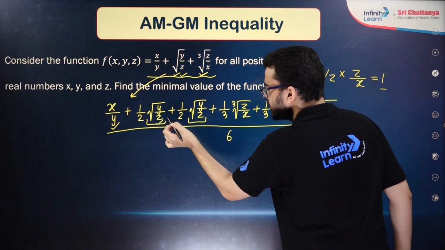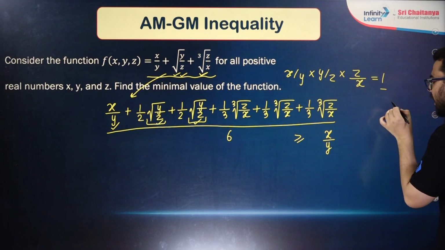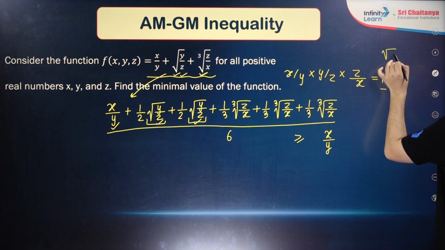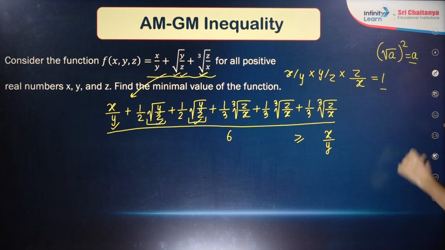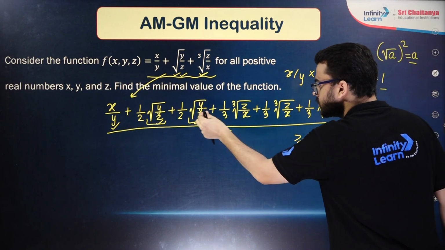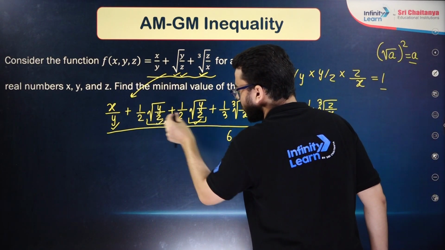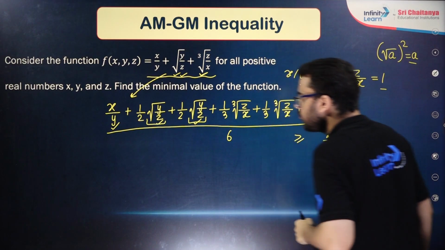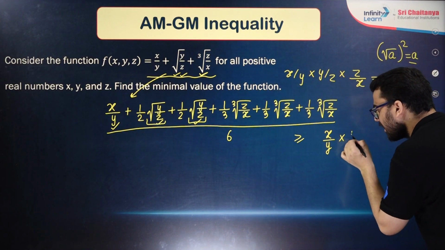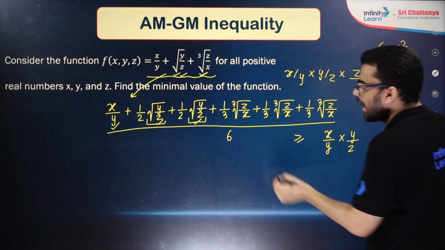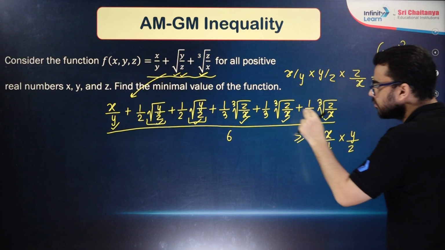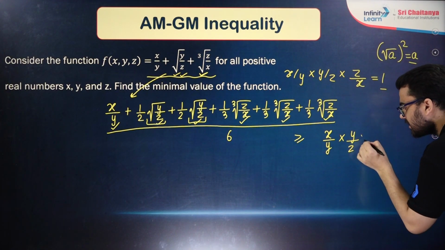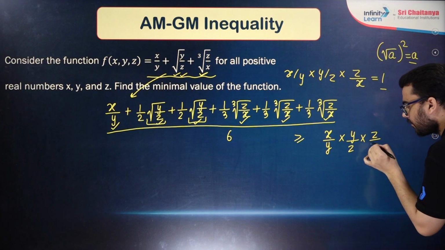If you multiply these two, you see square root of anything, the whole square is the same number, right? So if you multiply these two I'm talking about, the square root will be removed. So you'll get y by z over there. And if you multiply these three, the cube root will be removed. It will be z by x over there.